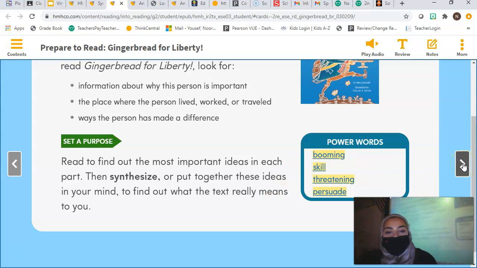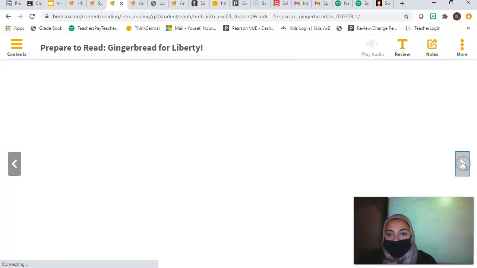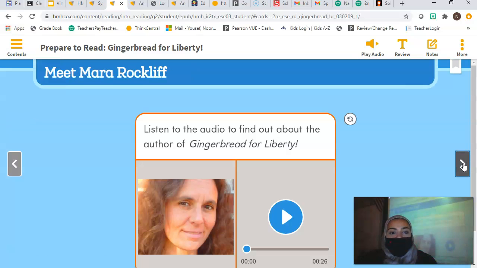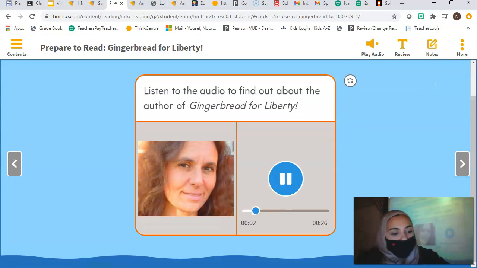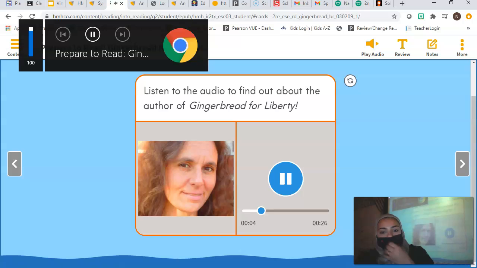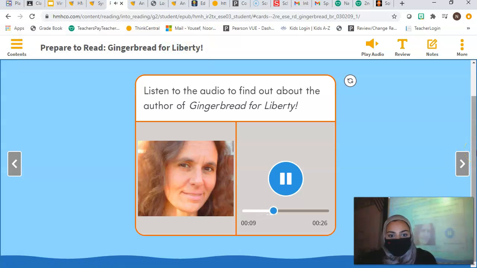We will read to find out the most important ideas in the part, then synthesize or put together these ideas in your mind to find out what they really mean. So let's meet Mara Rockcliffe. She is the author. One day, Mara Rockcliffe was reading about food in an old magazine. She found a story about a baker who lived during the Revolutionary War. She thought kids would enjoy reading about him. That gave her the idea to write Gingerbread for Liberty.